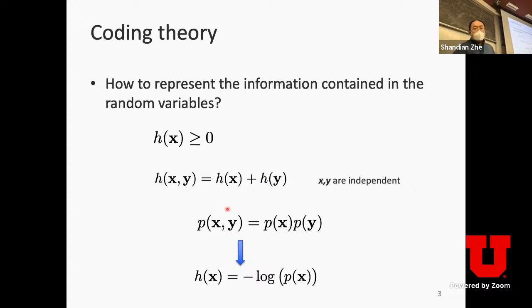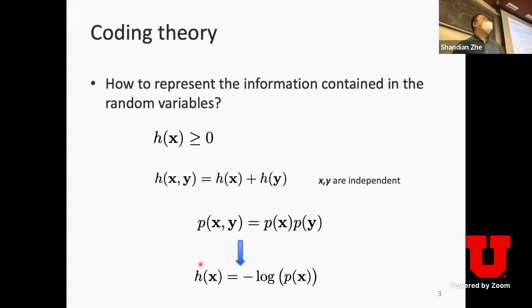So first, this probability is between 0 and 1. You take logarithm, it is negative. Right? You take negative logarithm, it is positive, non-negative at least. And secondly, if X, Y are independent, you can verify that H of XY as defined here will be exactly H of X plus H of Y. Right? So that's kind of how this information measurement was invented.